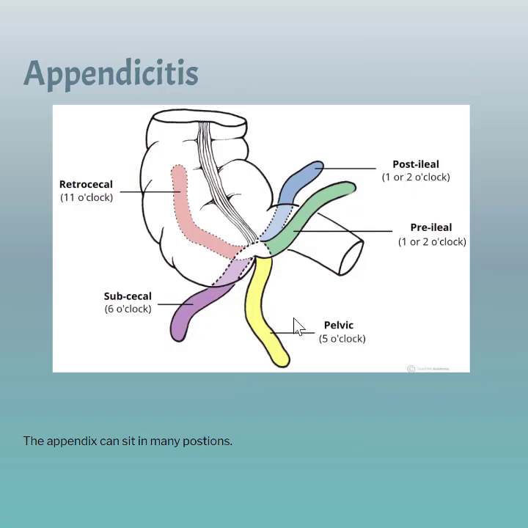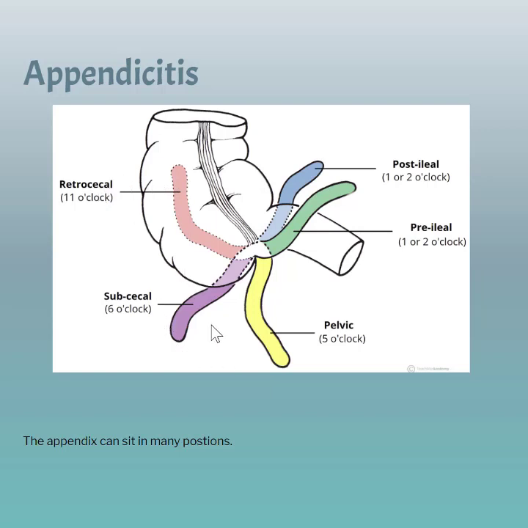Unfortunately, the appendix can take on multiple locations. So we can have a pelvic appendix, which hangs more towards the bladder. We can have a pre-ileal or post-ileal appendix, which hang out either above or behind the ileum. We can have a subcecal position where it hangs below the cecum, or a retrocecal location where it hides behind the cecum. Retrocecal appendices are probably the hardest to image.